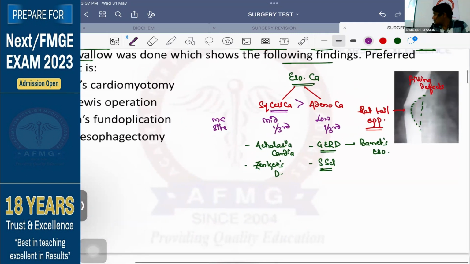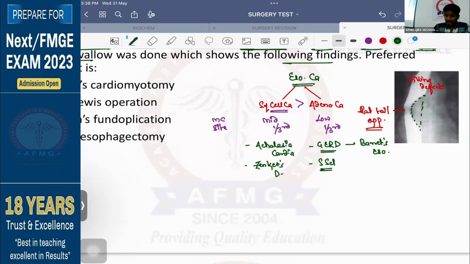Important is, which is the most common type of esophageal cancer in the Western Hemisphere? Adenocarcinoma. Very good. Because in Western Hemisphere there are high chances of GERD or Barrett's esophagus due to the sedentary lifestyle and the eating habits. That is the reason they have more chances of lower 1/3 cancer, that is adenocarcinoma.